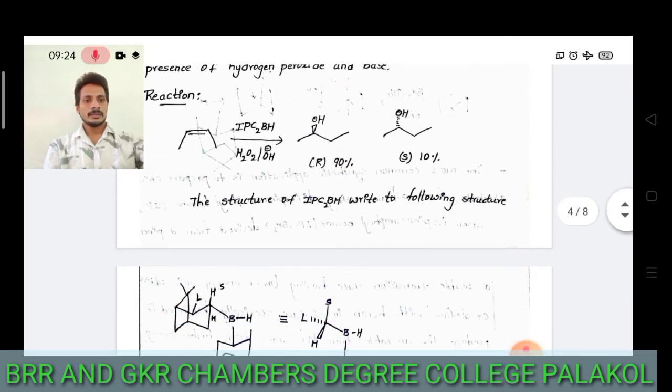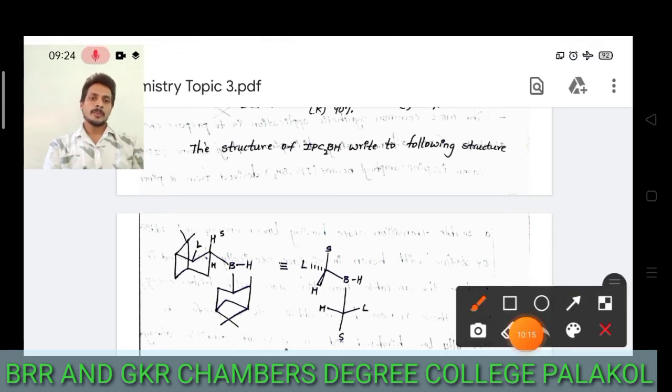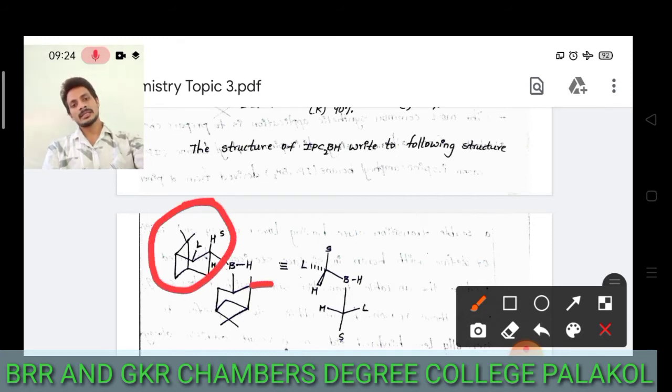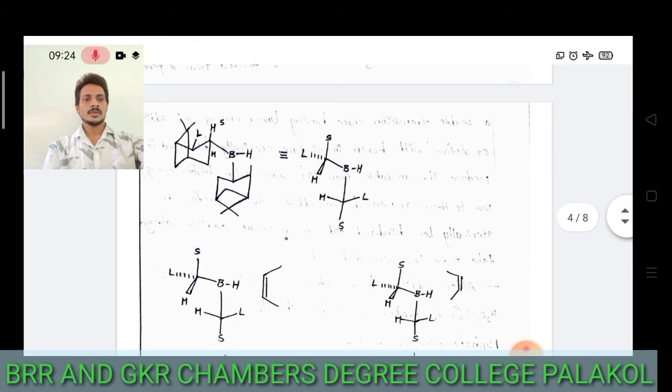The structure of IPC2BH: write the following structure. IPC2BH has two campanile rings. This is one campanile ring, and this is another campanile ring. It is a short representation of the IPC2BH reagent. In this reagent we observe large, medium, and small groups.